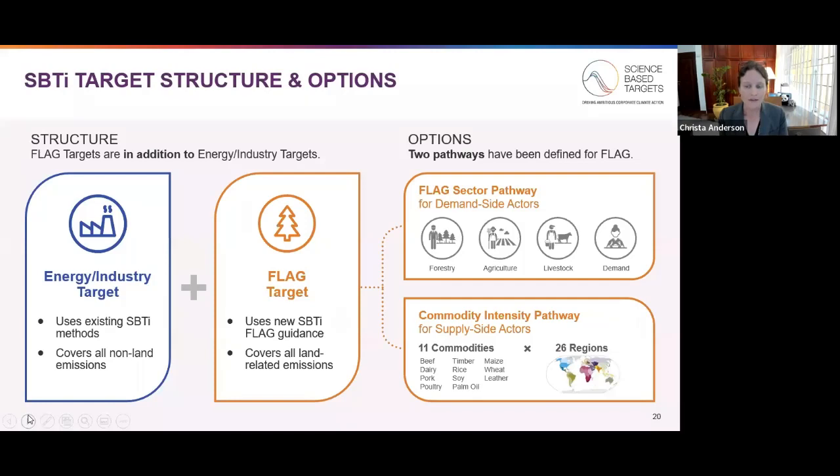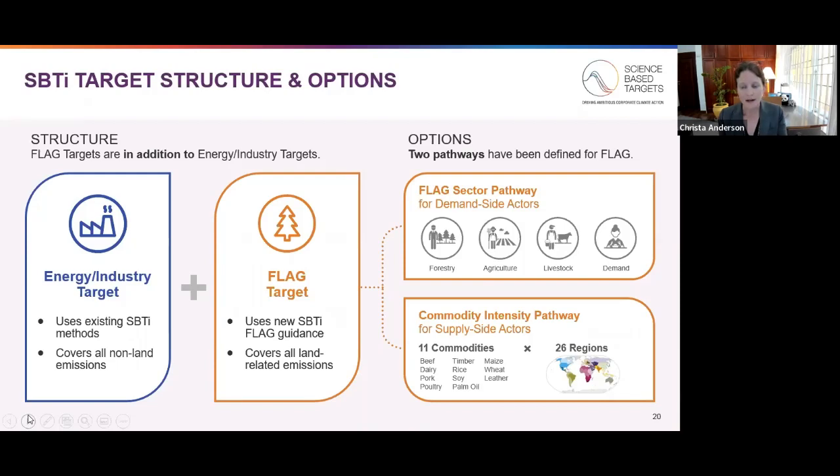The underlying data for the FLAG sector pathway comes from Roe et al. 2019, a scientific paper that takes a review of all of the top-down integrated assessment models that are relevant for a 1.5-degree future in the land sector, along with the bottom-up scientific peer-reviewed literature on what mitigation is possible and needed in the land sector. And that's how we set these targets. So that's that first FLAG sector pathway.